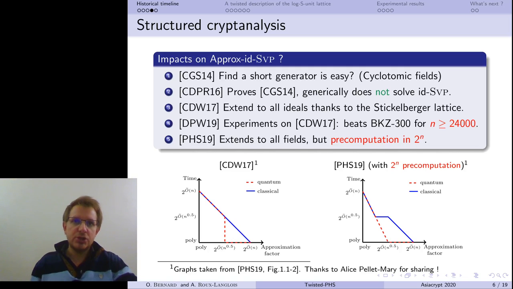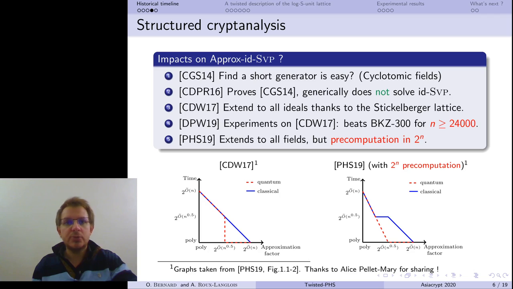So this gave rise to a long series of work, starting from a note of Campbell, Groves and Shepherd in 2014, where they claimed that finding a short generator is easy in cyclotomic fields. And it was proven theoretically 2 years later by Cramer, Ducas, Peikert and Regev, where they also proved that generically this does not solve ideal SVP because basically a shortest generator is not necessarily a shortest element of the ideal. Then it was extended to all ideals thanks to the Stickelberger lattice.